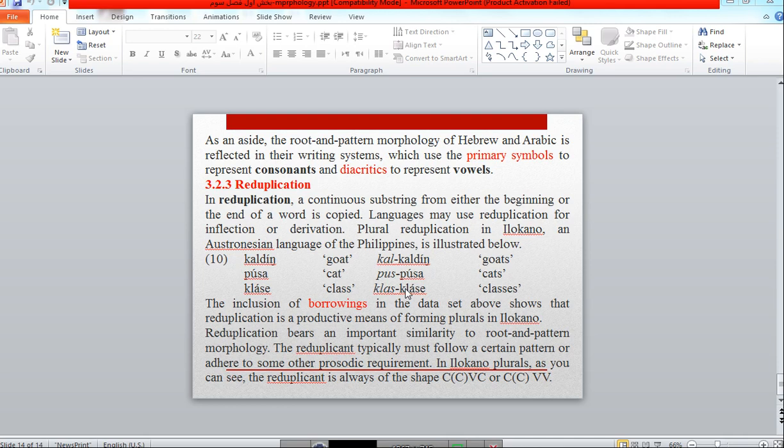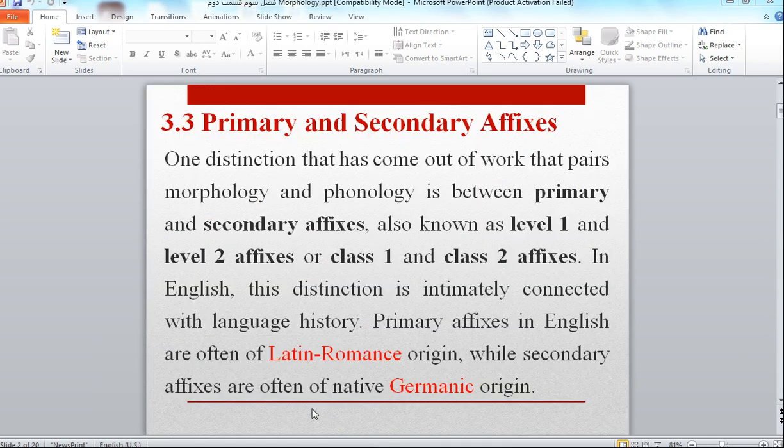So this is the third of these approaches, reduplication, and as you see, we reduplicate some parts of the word and put them at the beginning or end of the word. We copy some part of the word to produce other meanings, for example plural in this language. And you see there are some similarities between this approach and the other approaches in morphology. So this is reduplication.